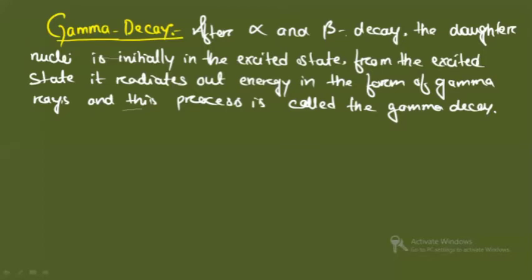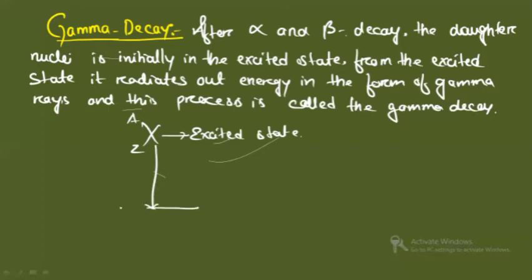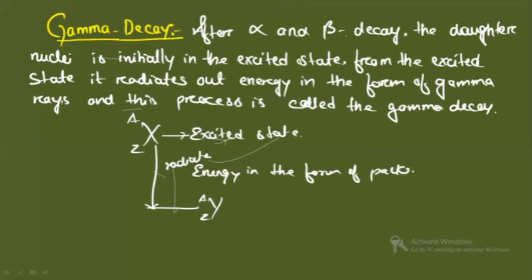ground state. Suppose this is a parent nucleus, which is initially in an excited state. Then it will come to the ground state Y. When it comes back to the ground state, or you can say the stable state, it radiates energy in the form of packets, packets of energy. These energy packets, in terms of rays, are said to be gamma rays. In terms of photons, you can say these are gamma photons.